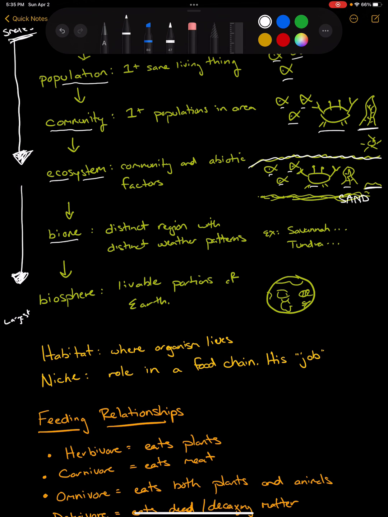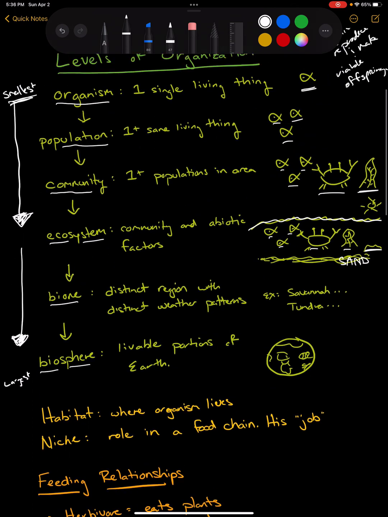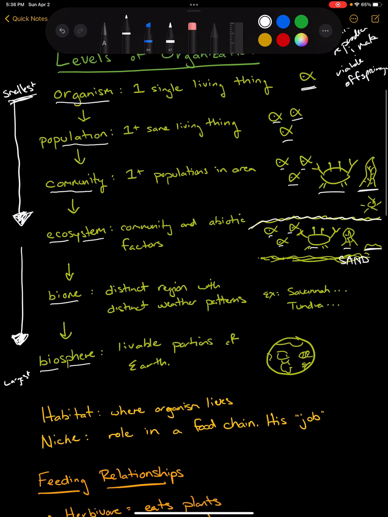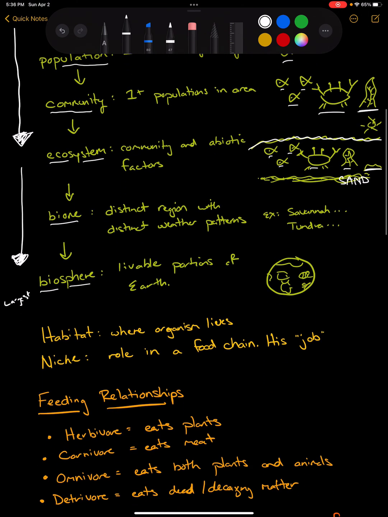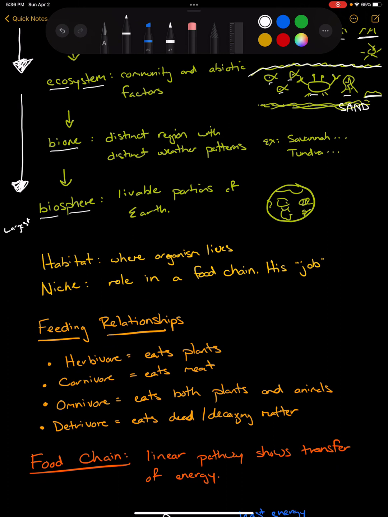Now, where these ecosystems are, that's what we call a biome. Remember, a biome is a distinct region with distinct weather patterns. So we can think about something like savanna or tundra. This particular one that I drew with all the water, maybe that is a marine or saltwater biome. And then your biomes are located on your biosphere, and that's all the livable portions of Earth. So that's our levels of organization. I start off with my single living thing, and I work all the way up to my Earth, or the livable portions.